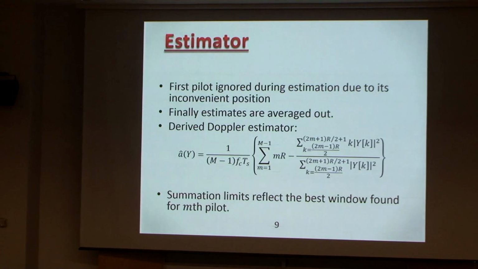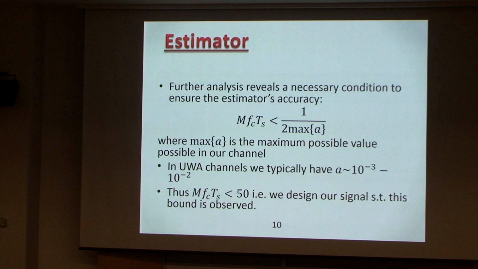These parameters show as non-negative because this operation by itself will give me a discrete time shift, which is a times f_c times T_s. So I just divide both sides by f_c and T_s to get my estimate. Further analysis reveals from the endpoints that I chose for the centroid that I have to observe this limit at all times. This is a design criterion for my estimator: I have to choose the number of bytes, the carrier frequency, and the sampling duration in such a way that it's always less than 1 over the maximum Doppler scale in my channel. I take into account Doppler scales up to 10 to the minus 2, so I'm observing this bound for N less than 50. As long as I'm observing this bound, I'm guaranteed a complete estimate.